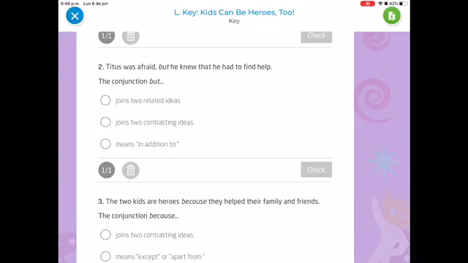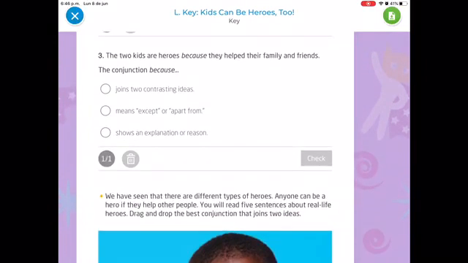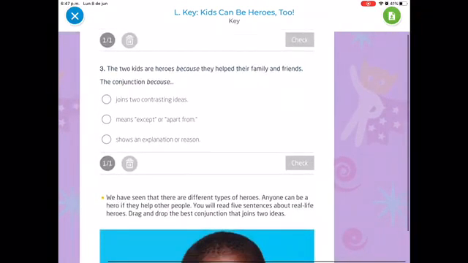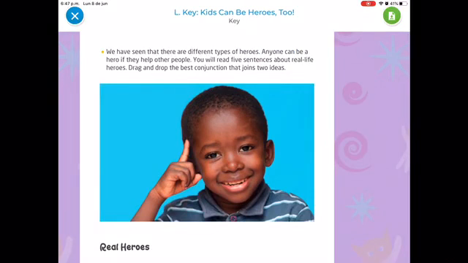Titus was afraid, but he knew that he had to find help. The conjunction but joins two related ideas, joins two contrasting ideas, or means in addition to. The two kids are heroes because they help their family and friends. The conjunction because joins two contrasting ideas, means except or apart from, or shows an explanation or a reason. All right, after you guys click, you have to press check to see your answers.